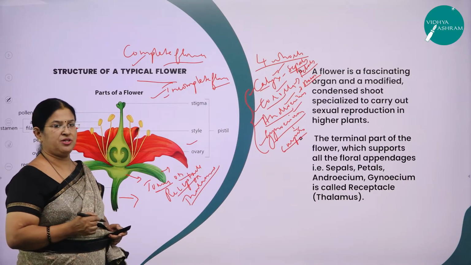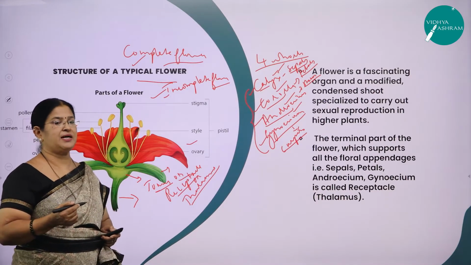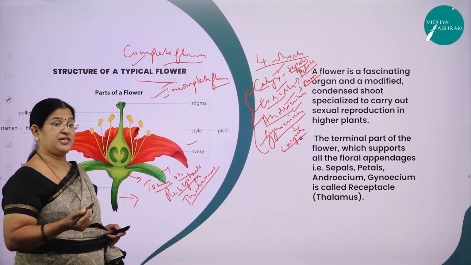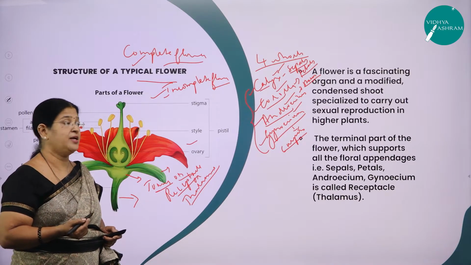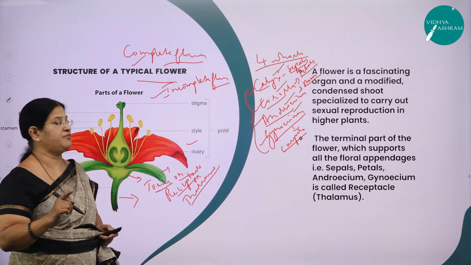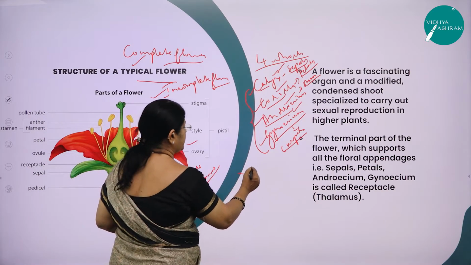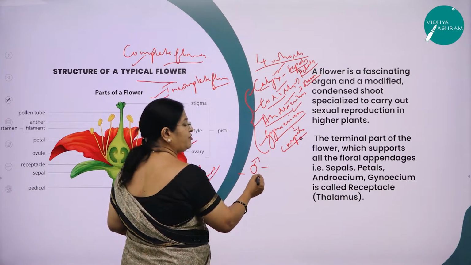It is a bisexual flower. What are you going to give for an example for an incomplete flower? It is a unisexual flower. What do you mean by unisexual flower? Either one of the reproductive structures will be present. For example, if it is a male flower, then what will be missing?